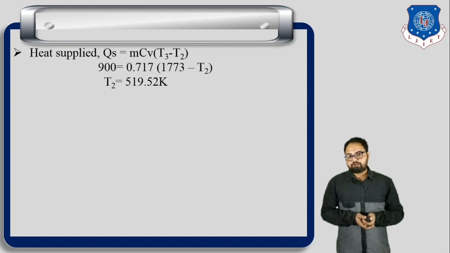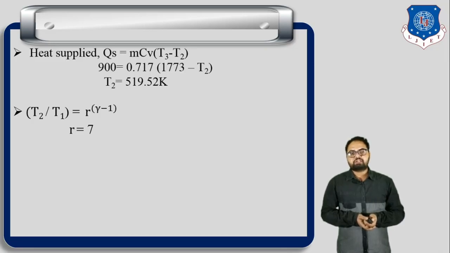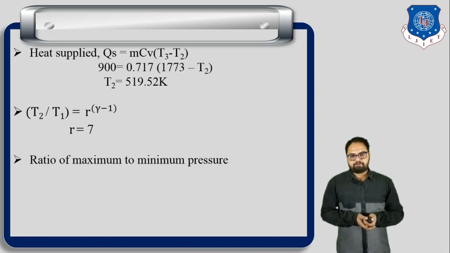Now we have the value of T2. We are putting this value in the equation of relation between temperature and volume during adiabatic process. So T2 by T1 is equal to V1 by V2 raised to gamma minus 1, and we know that V1 by V2 is equal to R. So T2 by T1 is equal to R raised to gamma minus 1. By putting all the values we will get the compression ratio R as 7.